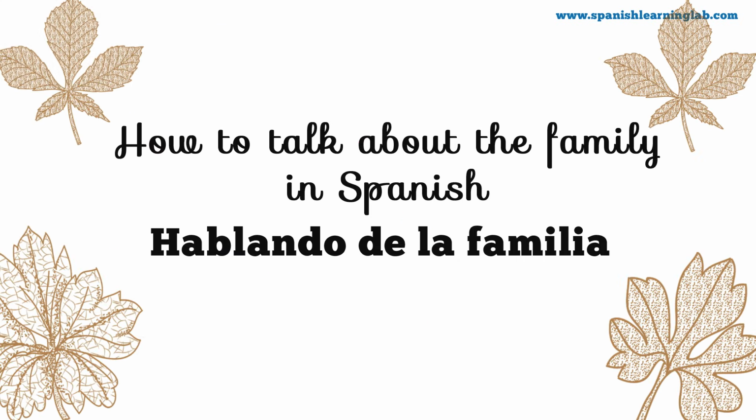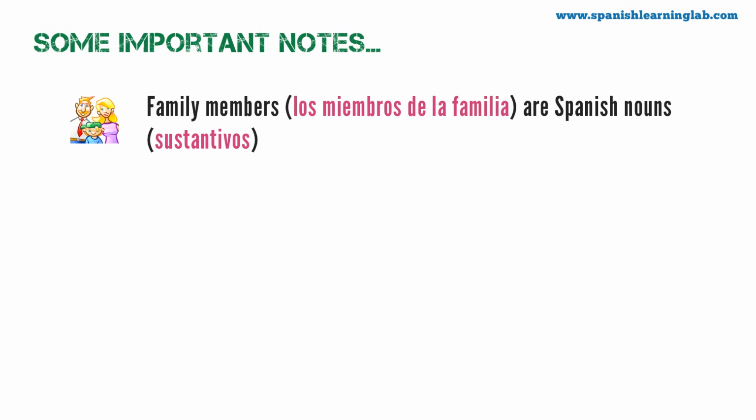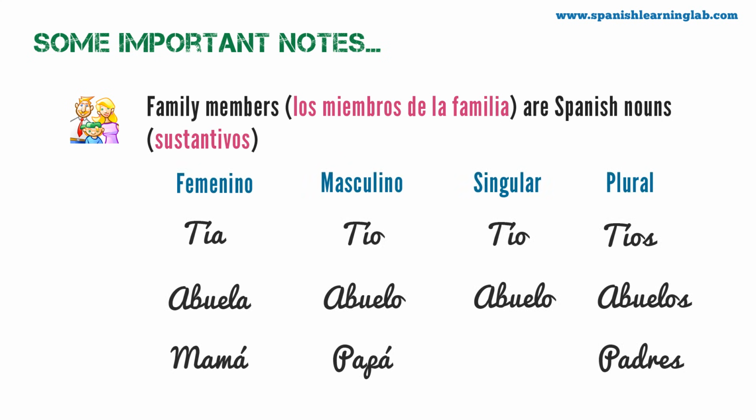How to talk about the family in Spanish. Hablando de la familia. Some important notes. Well, this is the interesting part. First, the members of a family are Spanish nouns, so they change gender from masculine to feminine, like tío and tía, or abuelo and abuela. That way, you don't have to learn a new word for each family member like in English. Just change the ending. They also change plural form. For example, tío changes to tíos, and abuelo to abuelos. Mamá and papá are exceptions because they do not change their gender.